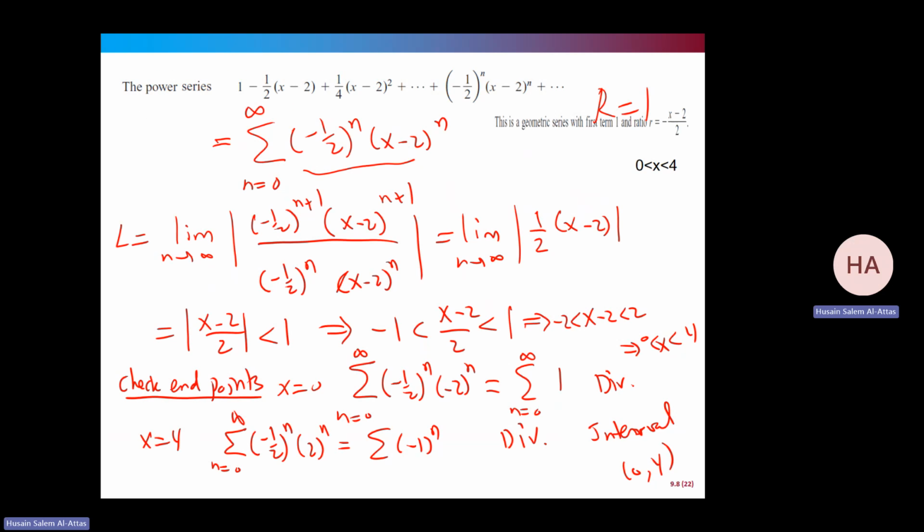Okay. Yes, it's a geometric series, very clear. The first term is 1 and r is x minus 2 over 2, with the minus.